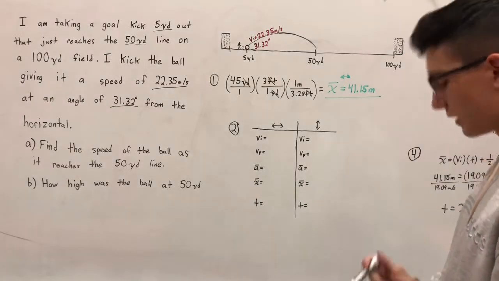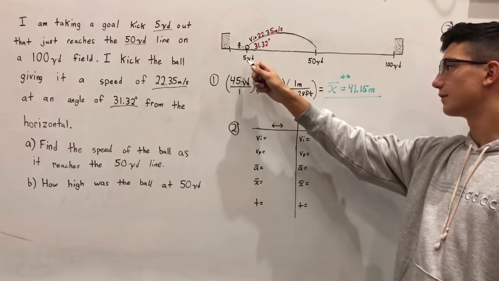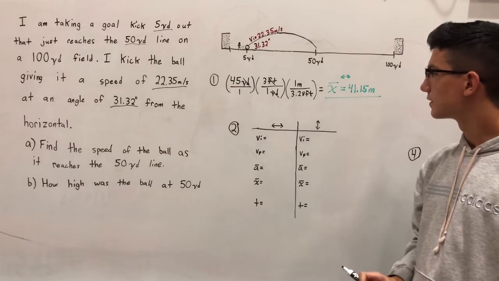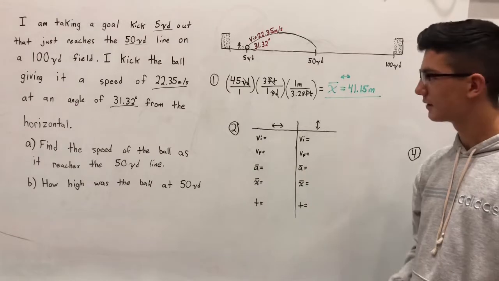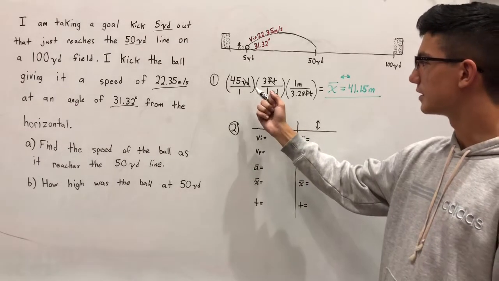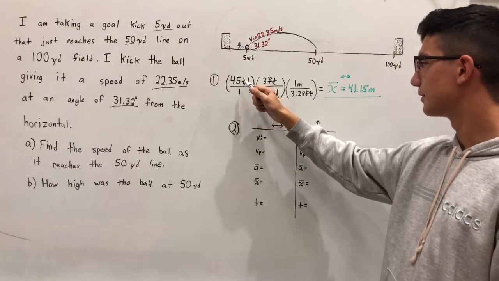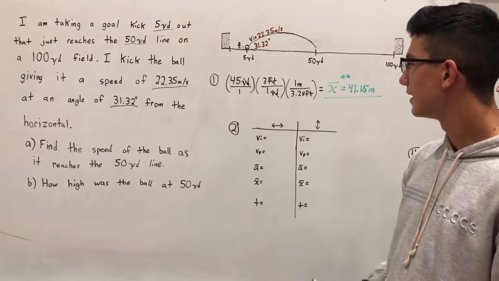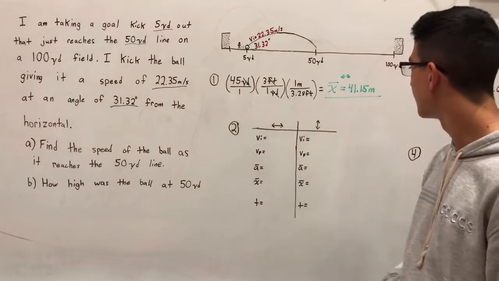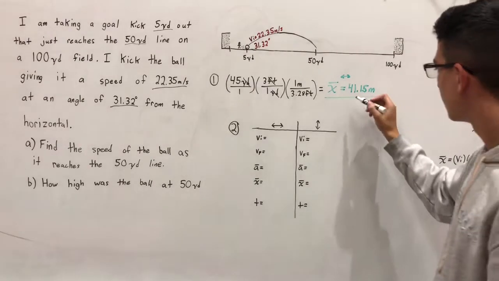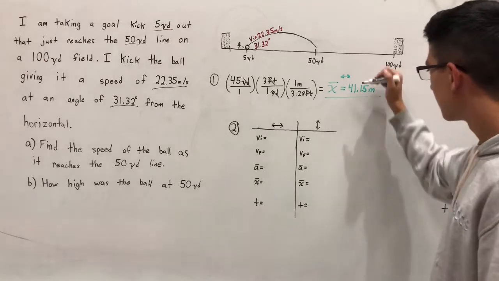So the first thing to do is we're going to find the displacement from the 5 yards to the 50 yards. So we're just going to subtract 50 minus 5, and we're going to get 45 yards. Once we change the 45 yards to meters, we'll just do a conversion. So this will cancel. 1 yard is 3 feet, and 3.28 feet is 1 meter. Once we get all that, we'll get the displacement equals 41.15 meters, and that'll be for the horizontal.